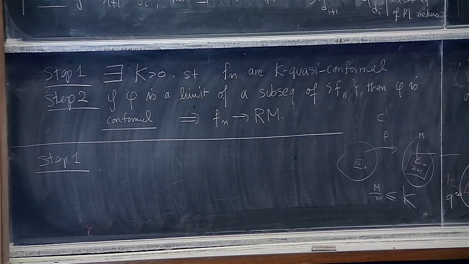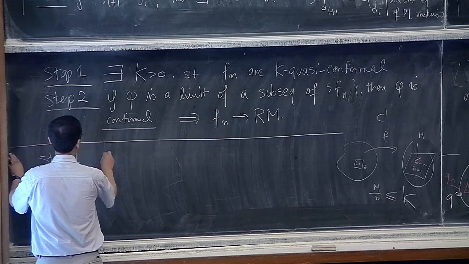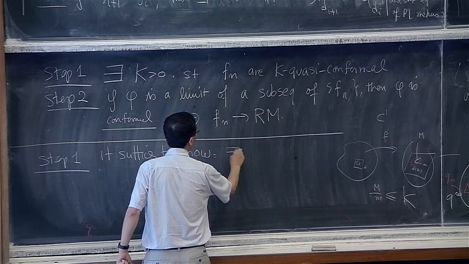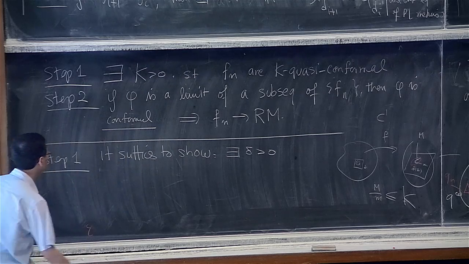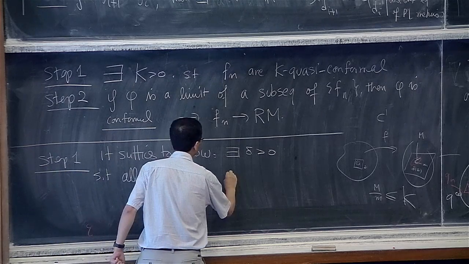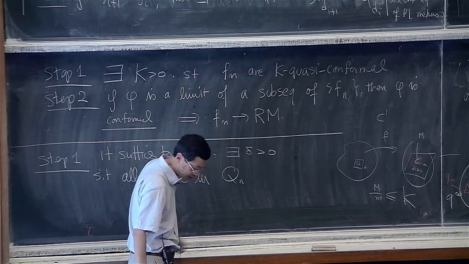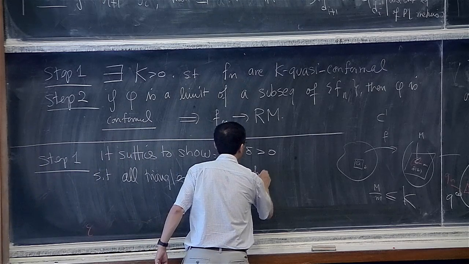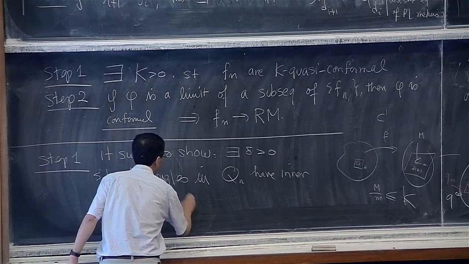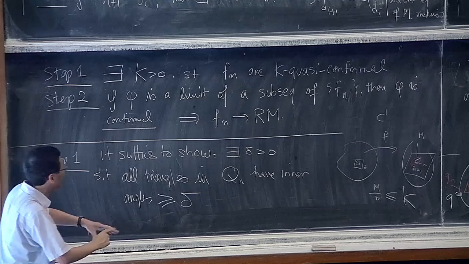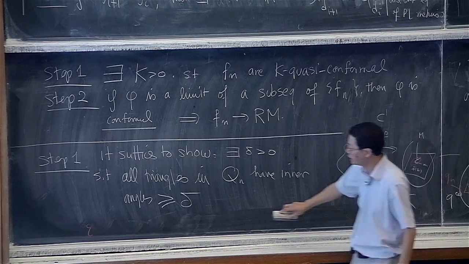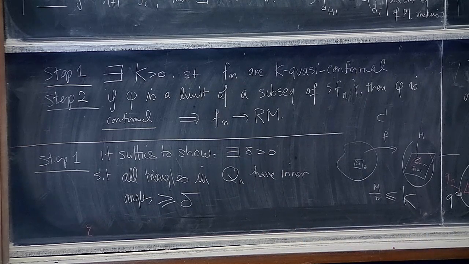So to prove the k quasi-conformality, it suffices to show that you can find a positive number delta such that all triangles in Qn, in this triangulation associated to the circle packing, have angles bigger than or equal to delta. Okay, so there will be no skinny triangles in the image, and that implies quasi-conformality. Okay, so here is how Rodin-Sullivan prove it. The proof is really pretty and simple. So I'm going to erase this part.